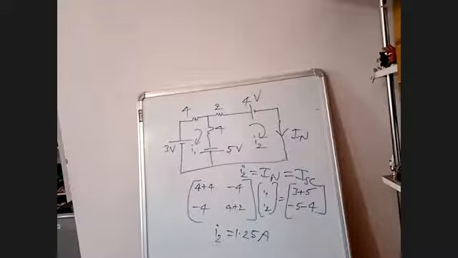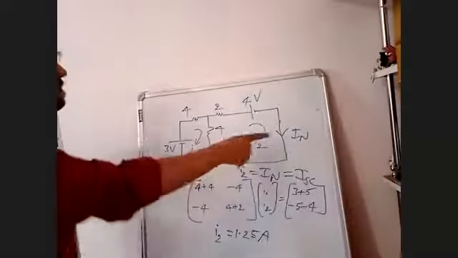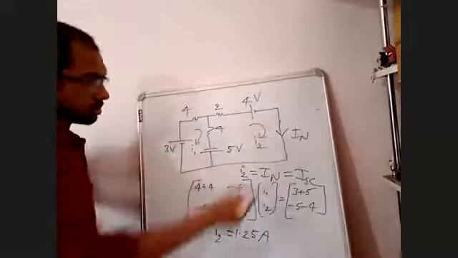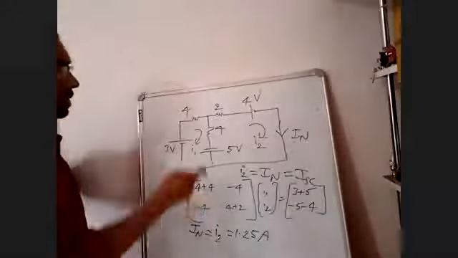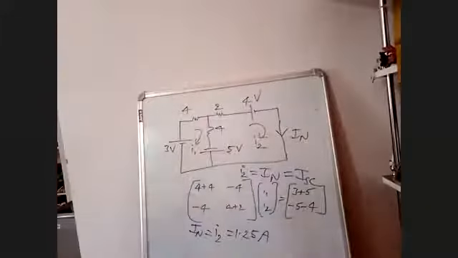So now we have determined the short circuit current. Your I2 is equal to IN, because see, the direction of IN and I2 are both the same. Therefore, IN is equal to your I2. There is no need to calculate I1. We don't want I1. We need only I2.